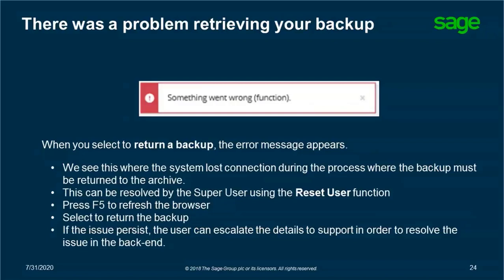Something went wrong. What does this error mean? This is when you select to return a backup to the archive. Now, this will then obviously not allow you to return the backup. This could have been that you've actually tried to do this process where you want to return the backup, but the connection was lost at the time where the backup was to be returned.